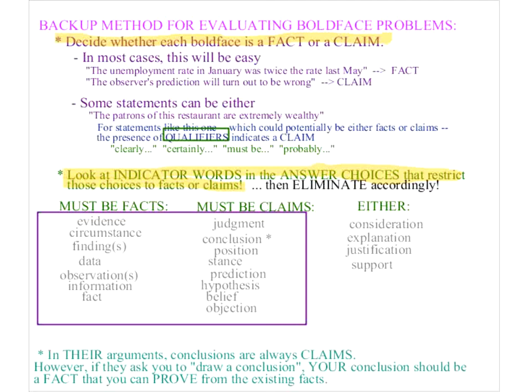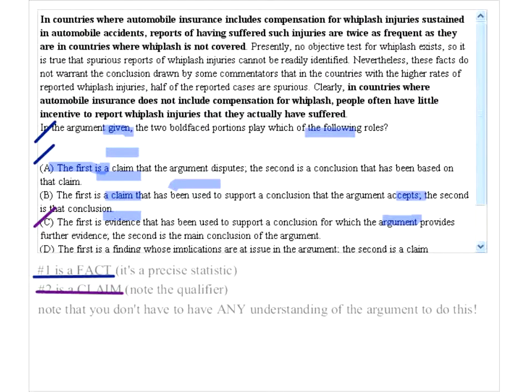Believe it or not, there are some problems in the official guide, so we didn't reproduce them here. By the way, if any of you are official guide veterans, this problem is in the official guide, but the reason we're allowed to use it is because it has also been used on GMAT prep software. Any problems that are unique to the official guide, we can't use. There are a couple of boldface problems in the official guide that you can solve completely using just this, because there's only one choice that passes this test. It's pretty sweet.